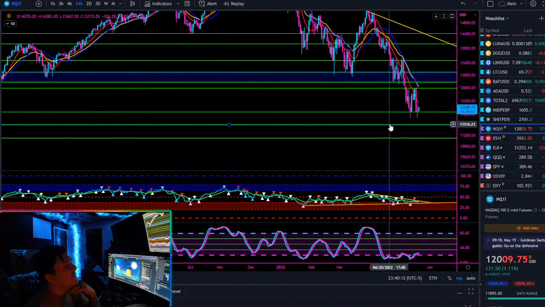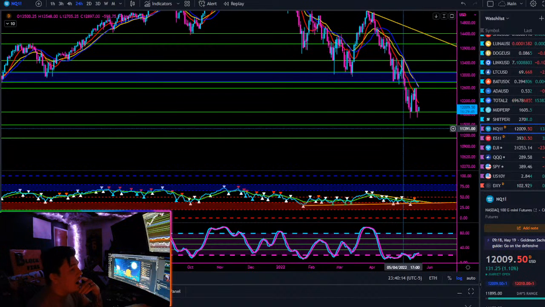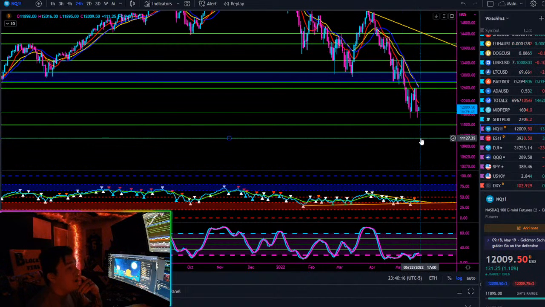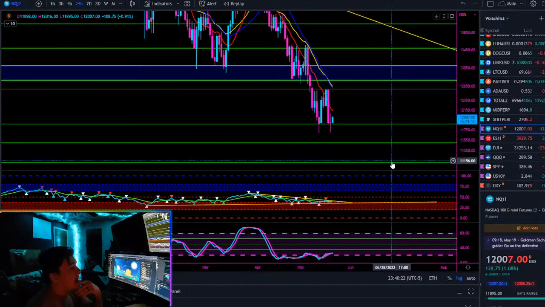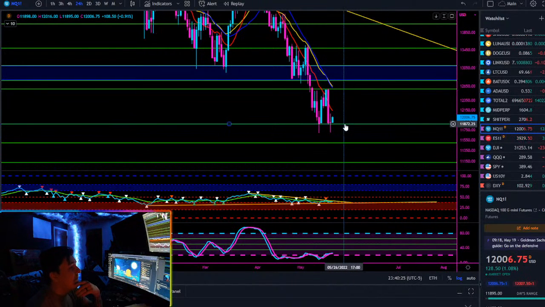But I would be looking for $11,500 to the downside. Overall, though, I'd actually be looking for $11,100, maybe $11,125, give or take a few bucks. That would be the main target to the downside that I'm going to be observing if that condition is met.